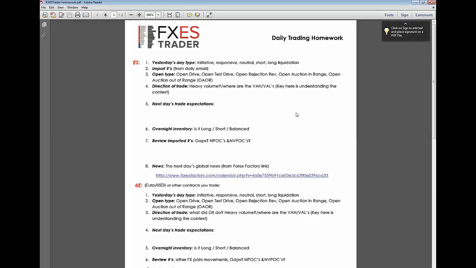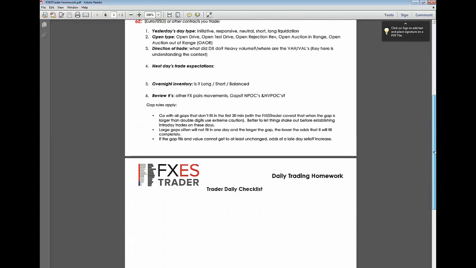I fill everything in. We want to know what the day type was yesterday, and again, that's a market profile thing. We import the numbers from the daily email, which I've automated. I actually put that in my nightly updates so you have all the important levels. We want to look at the open type, as the market opens, and direction of trade. All this stuff helps answer that context question. Obviously it's not as much related to using the footprint as the when to trade. This is more of the where type stuff. So looking at overnight inventories, reviewing numbers. You can look at this for either contract or whatever contract you want to use.